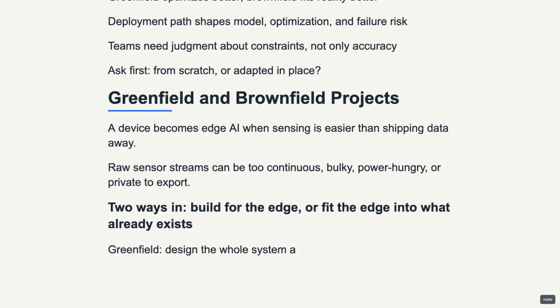A Greenfield project lets the team choose the sensors, processor, firmware, battery budget, and enclosure as one design problem. That is hardware and software co-design, because every part of the product is aligned to the model it needs to run.